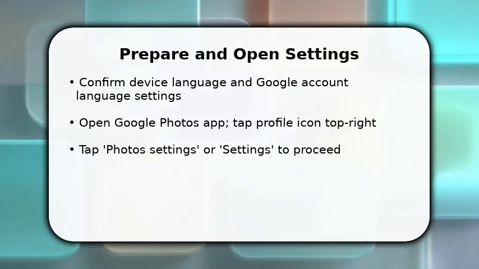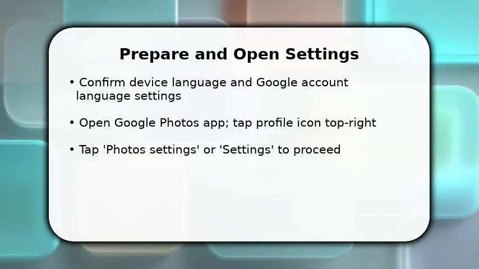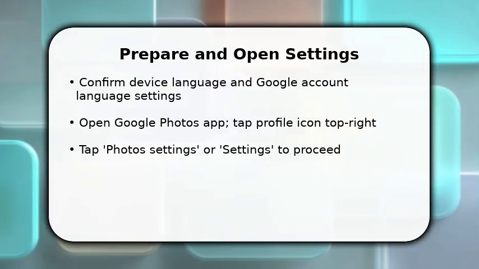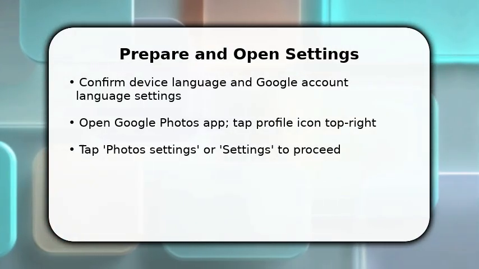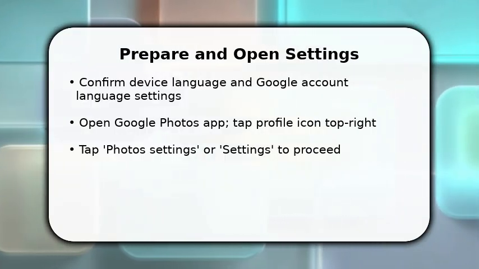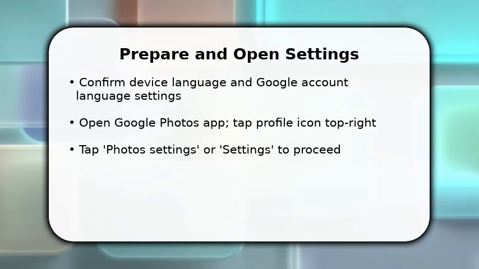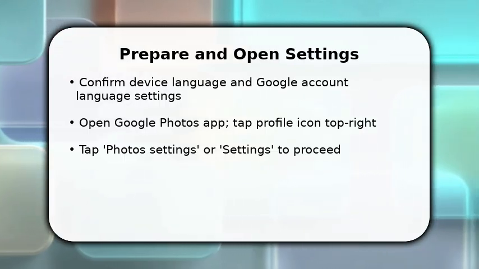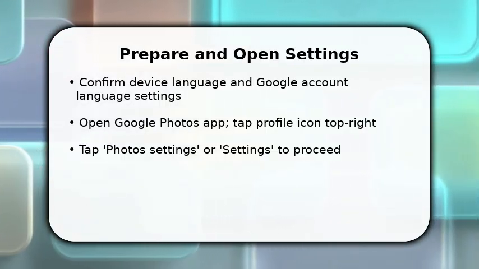You're starting inside Google Photos. First, confirm your device and Google account languages match your target. Open the Photos app and tap your profile icon in the top right corner. Once done, tap Photos Settings or simply Settings if visible. This takes you into app-specific preferences.